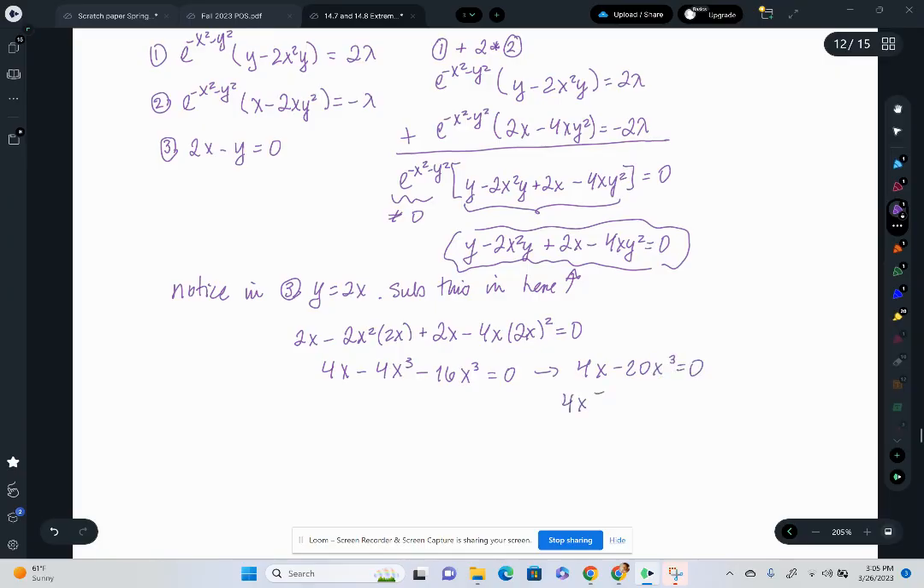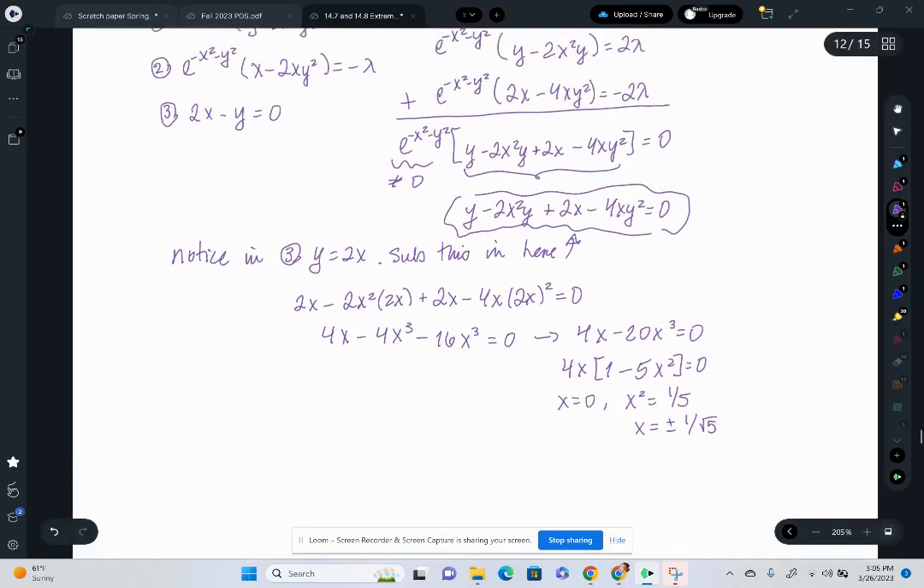I can factor out a 4x and leave behind a 1 minus 5x squared is equal to 0. And I get x is equal to 0, or I get x squared is equal to 1/5, which means x is plus or minus 1 over the square root of 5.